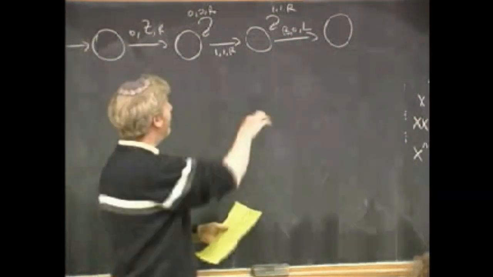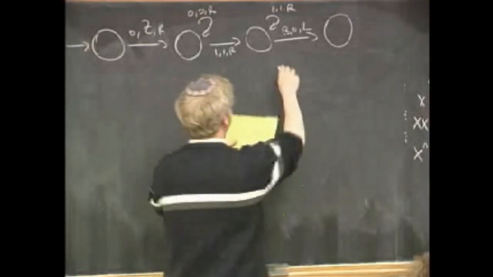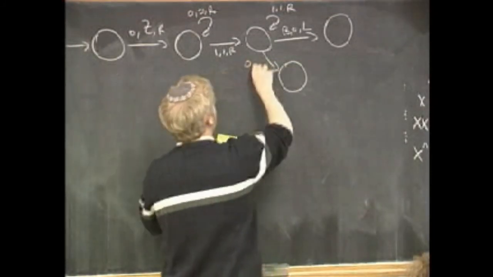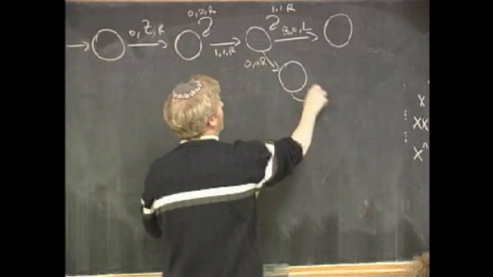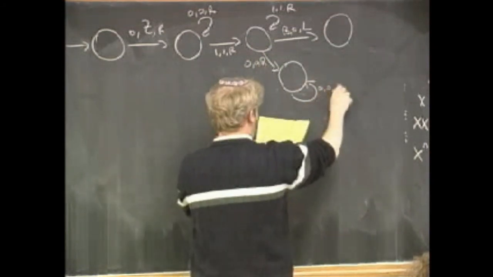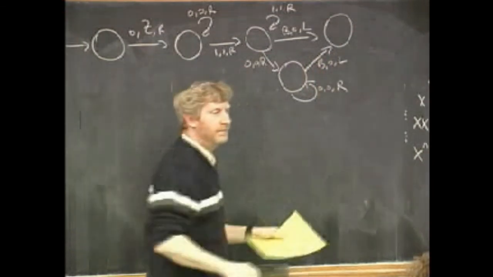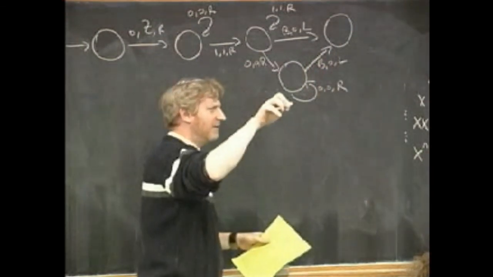So when I come back the next time through this loop, I'm going to need this little bypass. 0, 0, go to the right. 0, 0, go to the right. And then you see a blank. I hope that's what you were saying. Yeah, okay.